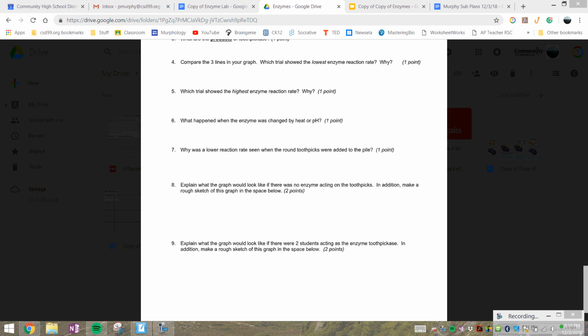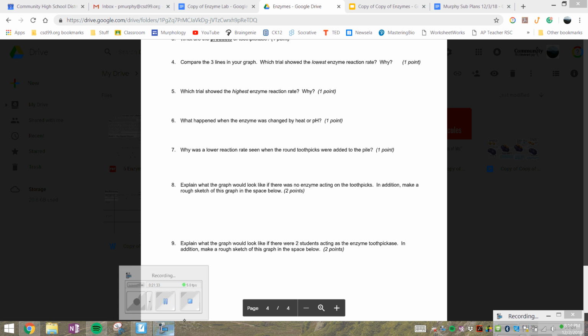You'd have to supply a lot of energy to get those toothpicks to be broken without an enzyme. And that could be heat or motion or something. But a lot of energy would have to go into that to get any of those toothpicks to break. So presumably, there'd be no broken toothpicks for question 8 here.